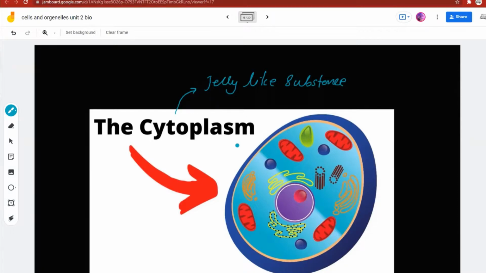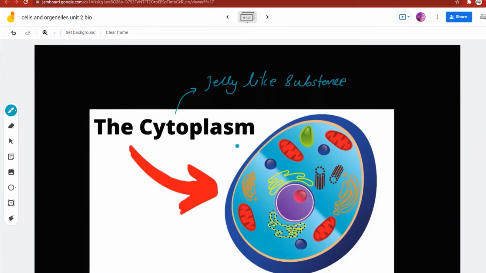Remember that all the organelles, all the tiny structures, need a land to live on, and the name of their land is cytoplasm. Thumbs up? And what type of land is it? It's a jelly-like substance. That's it.